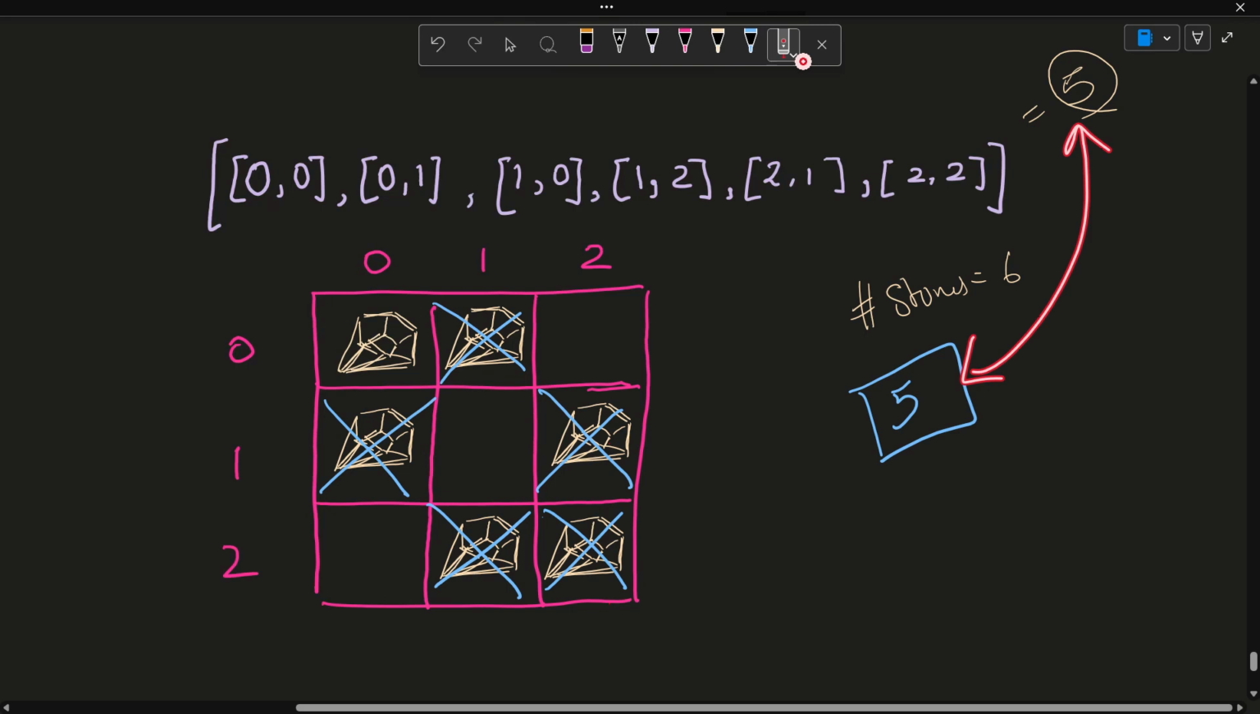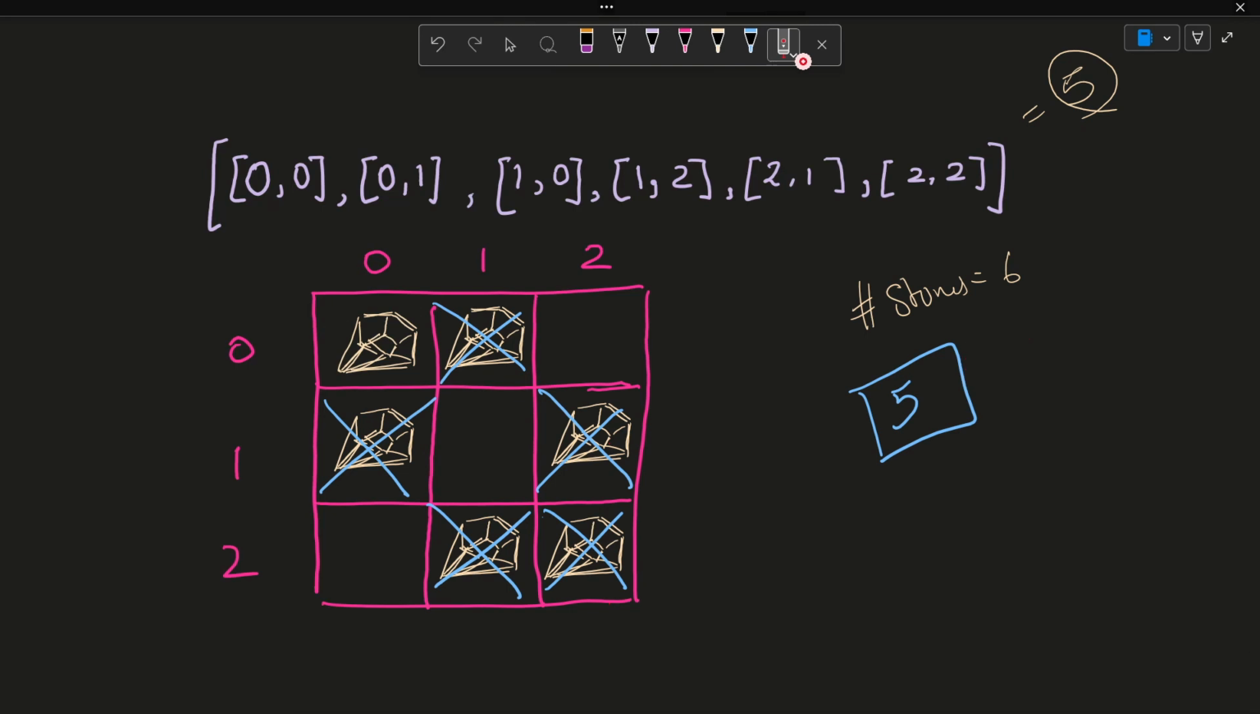But the world is not as simple as it may seem. Now I'll show you a different example in this grid itself. So here we are back again, and what I will do is remove the stones in a different order.